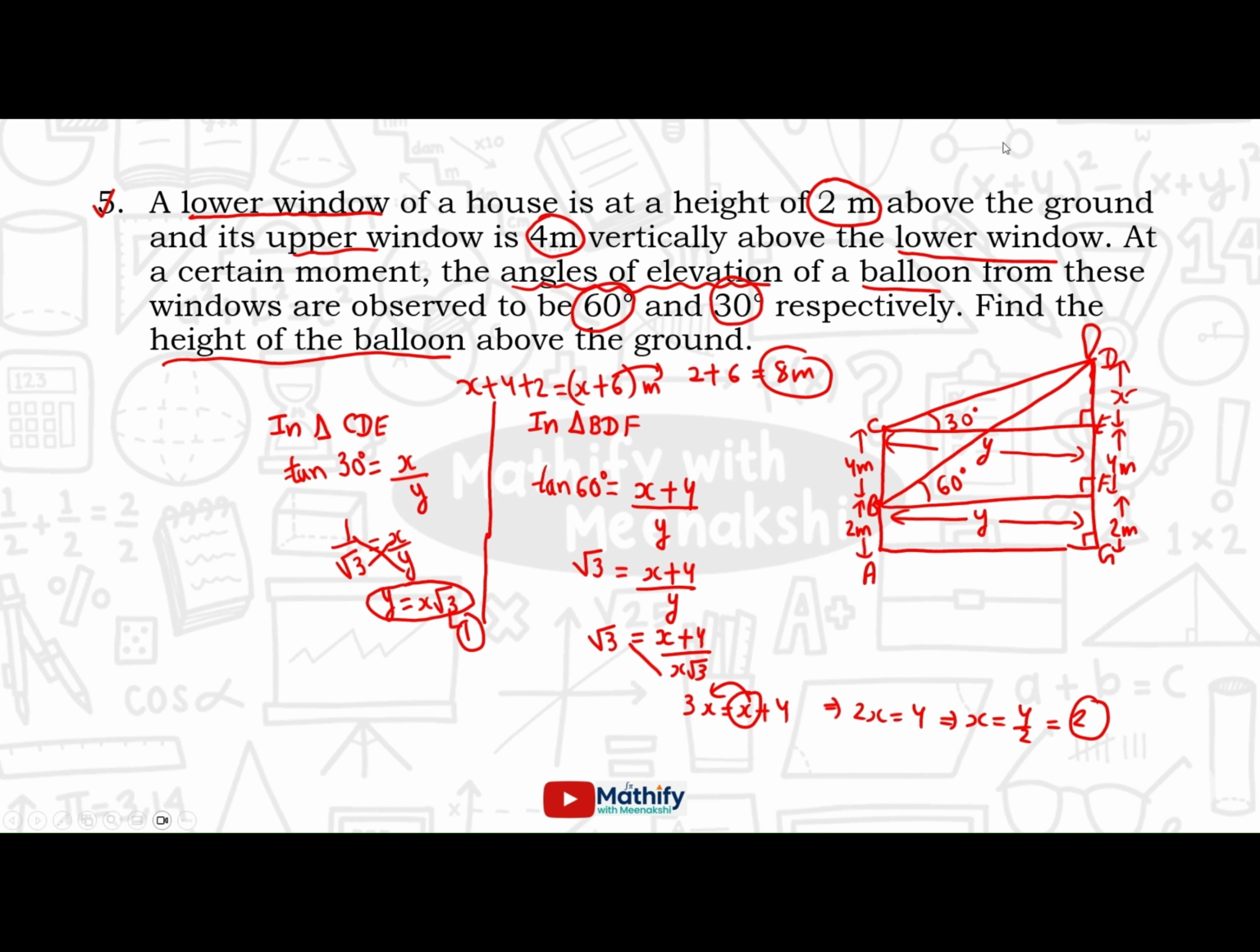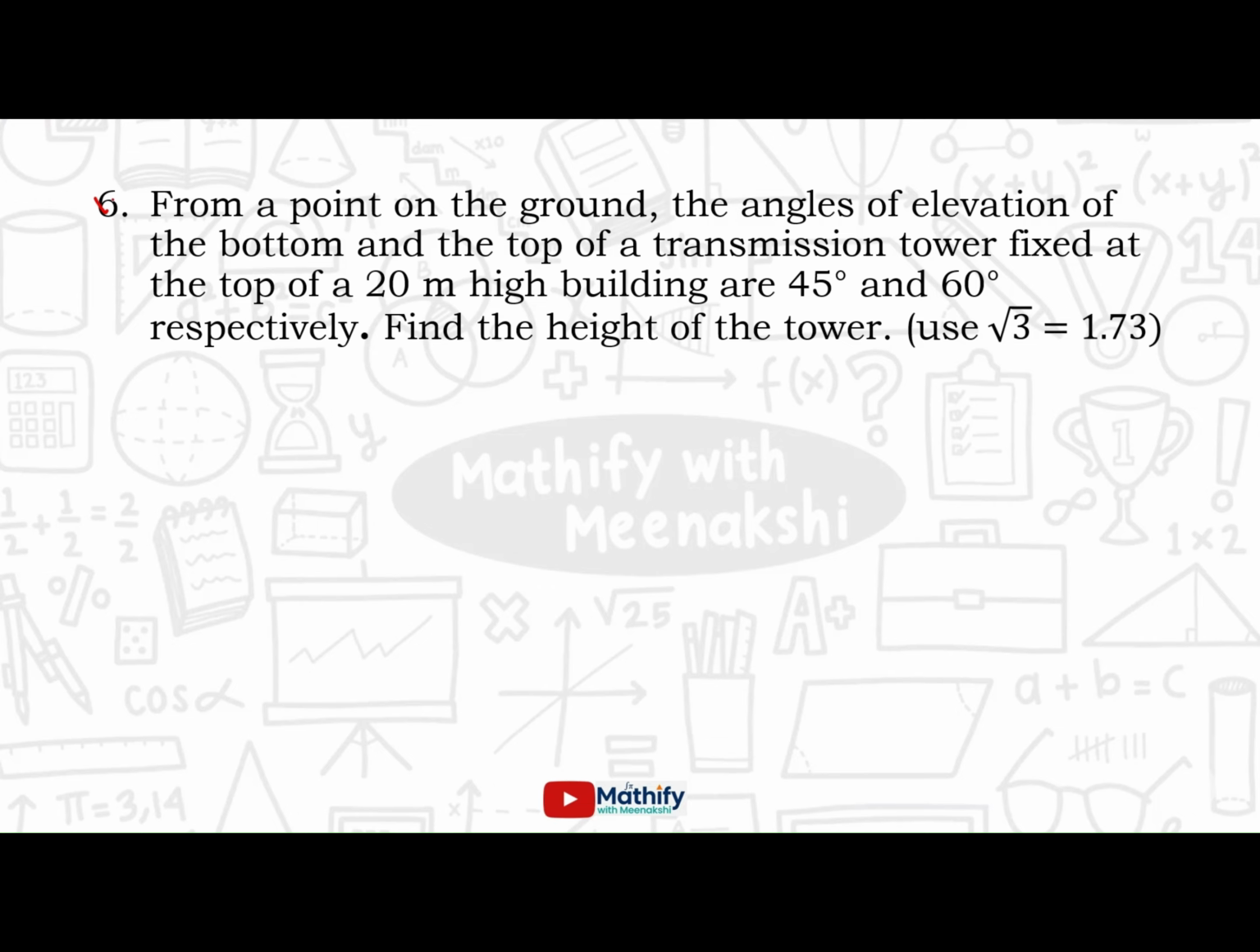Let's move to the next question. Now let's move to question number 6. It's given, from a point on the ground. Let's take this point here. It's the ground. The angles of elevation of the bottom and the top of a transmission tower fixed on a 20-meter high building. So let's draw the building here. We have a 20-meter high building and above that we have a transmission tower. This is a transmission tower.